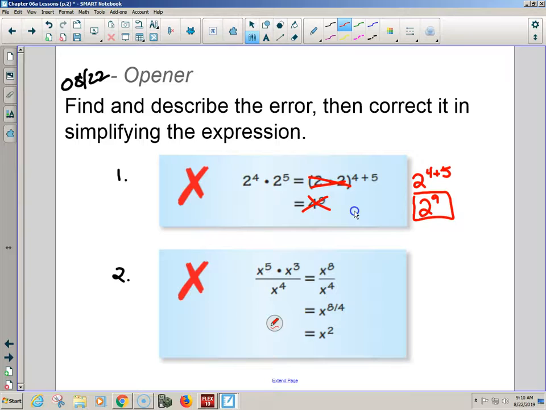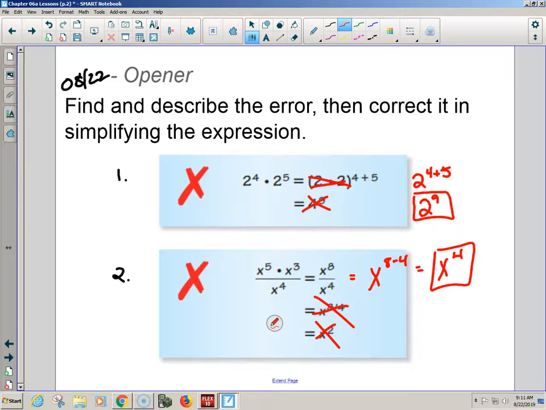But then what were they supposed to do? This is a big subtraction sign, not division. So what should this have been? Keep the base. 8 minus 4 is, I think some of you are telling me the answer, and I agree. X to the 4th. If you got at least one of them, give me a thumbs up. If you got both of them, keep it up. Questions?